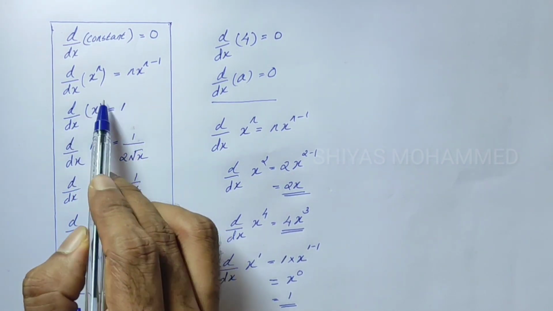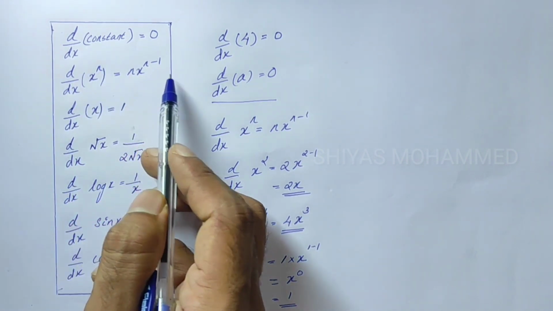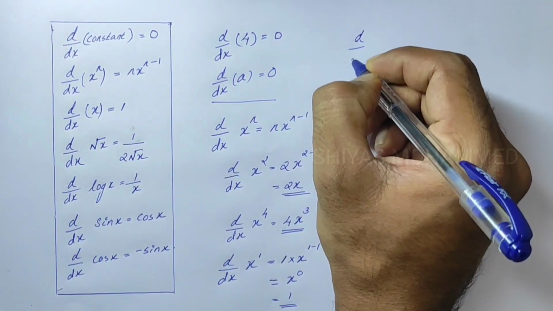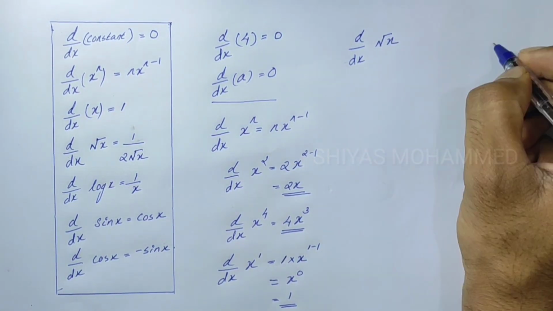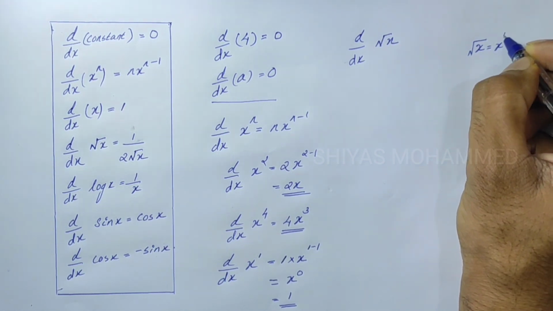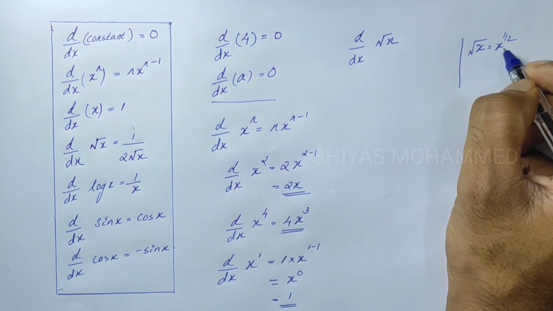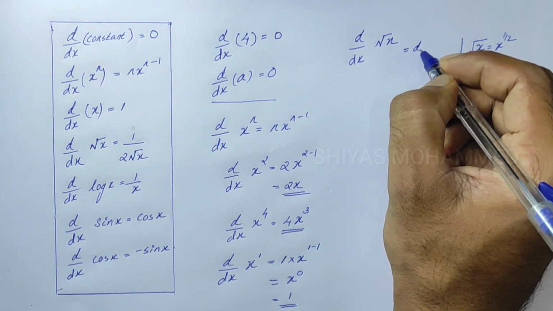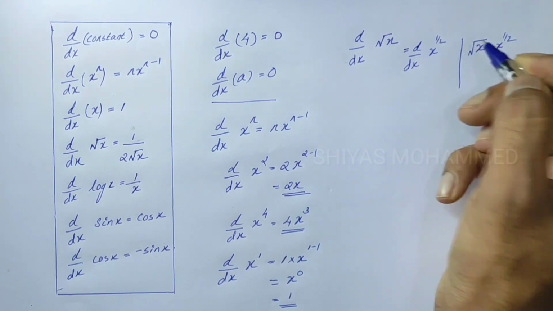So this result we are getting from the basic formula, the derivative of x to the power n is equal to n x raised to n minus 1. We can look at that also. Derivative of root x. Next we want to find the derivative of root x. In mathematics we know that root x we can write as x to the power 1 by 2. So keep in mind that root x will always be equal to x to the power 1 by 2. So for the next step we can write the derivative of x to the power 1 by 2 instead of root x.